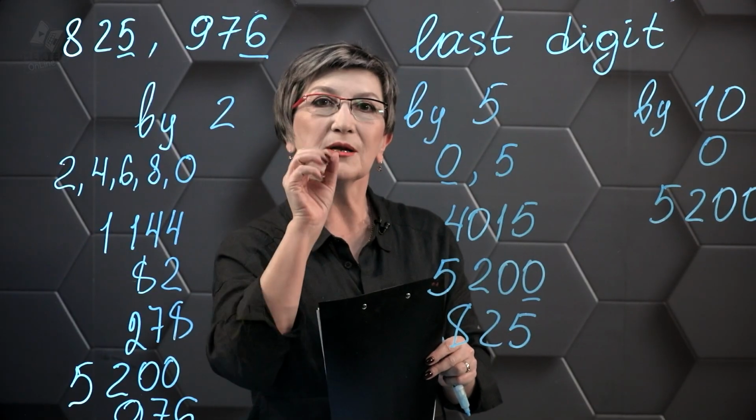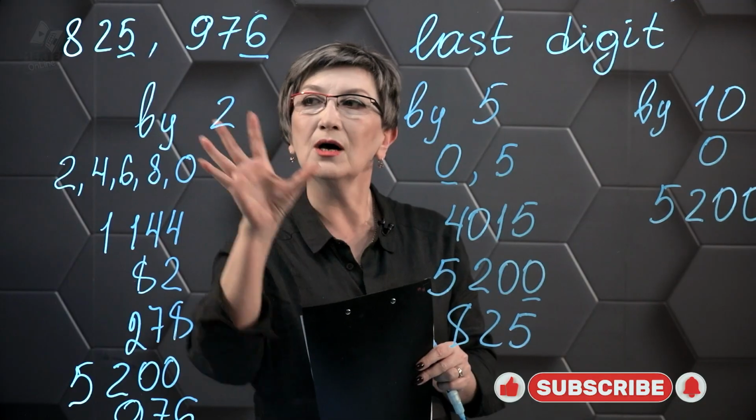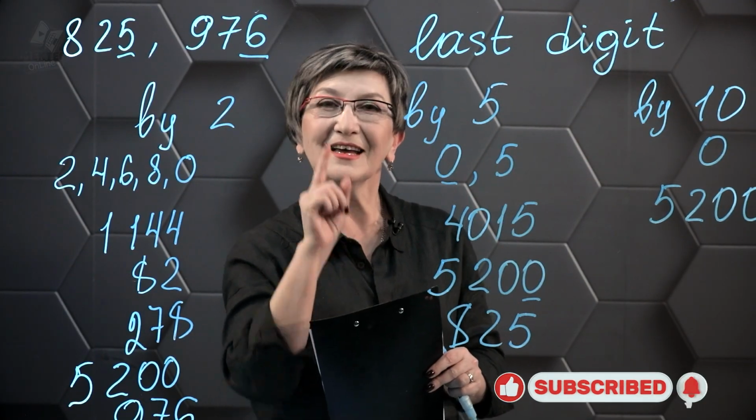Today we solved an example and determined if a number can be divided by 2, 5, or 10 without a remainder. To do this, look at the last digit.